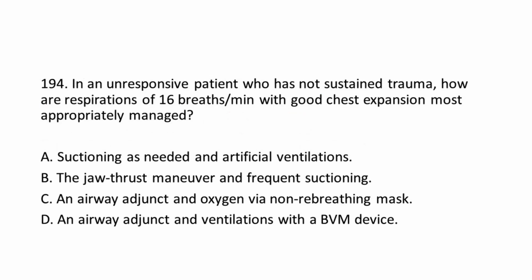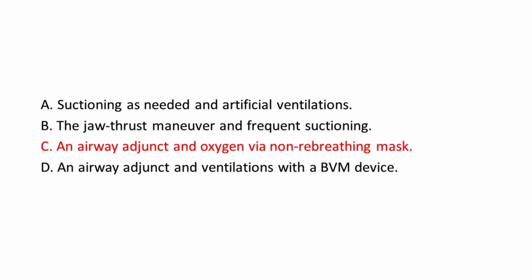194. In an unresponsive patient who has not sustained trauma, how are respirations of 16 breaths/min with good chest expansion most appropriately managed? A. Suctioning as needed and artificial ventilations. B. The jaw thrust maneuver and frequent suctioning. C. An airway adjunct and oxygen via non-rebreathing mask. D. An airway adjunct and ventilations with a BVM device. The answer is C. An airway adjunct and oxygen via non-rebreathing mask.